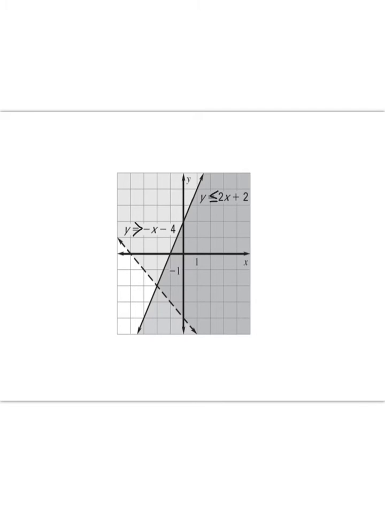So notice that the first equation, y-intercept is -4 and the slope is -1. And it's a dotted line because it's greater than. And the second equation has a y-intercept of 2 and a slope of 2, and it is a solid line because it's less than or equal to. The first equation should have been shaded above the dotted line, and the second equation should have been shaded below the solid line.